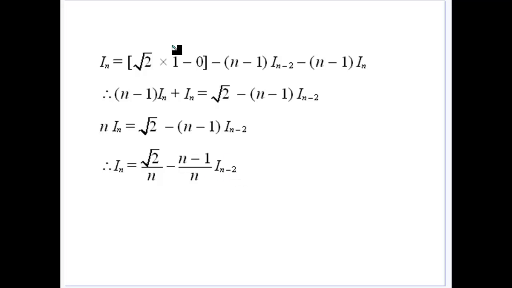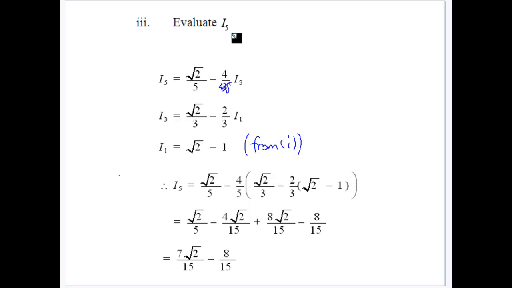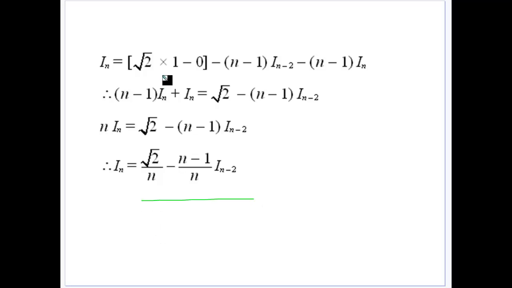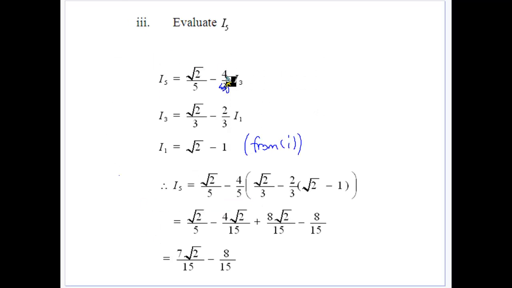So there's the function we wanted to get. And then evaluate I5. So again, we put in our root 2 on 5, using this rule, and n minus 1 on 5, I of n minus 2. And I3, root 2 on 3, 2/3 of I1. And then I1 from part 1 we knew was root 2 minus 1. Put that all together, substituting I1 into there, and then taking all that and substituting it into there, gives us that expression, which we can start to clean up and get the answer that we wanted.